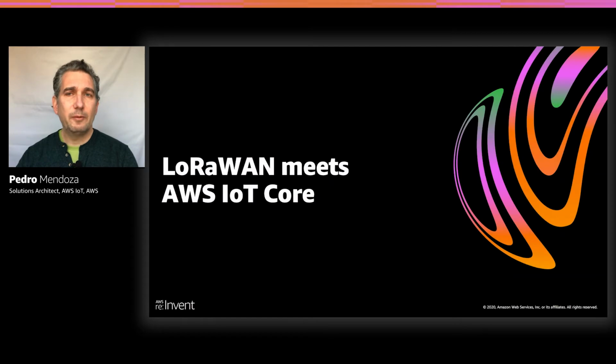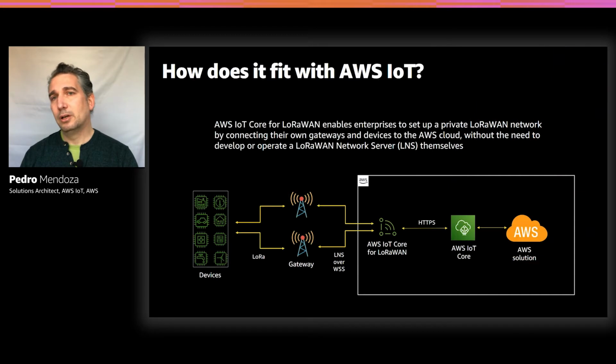Now let's dive a bit deeper. Once we have the concepts around LoRa and LoRaWAN, let's dive a bit deeper into the actual integration between these technologies and AWS IoT Core. Combining the benefits of the low power, long distance characteristics of LoRa and LoRaWAN technologies with the richness of the AWS ecosystem is a very strong value proposition for our customers.